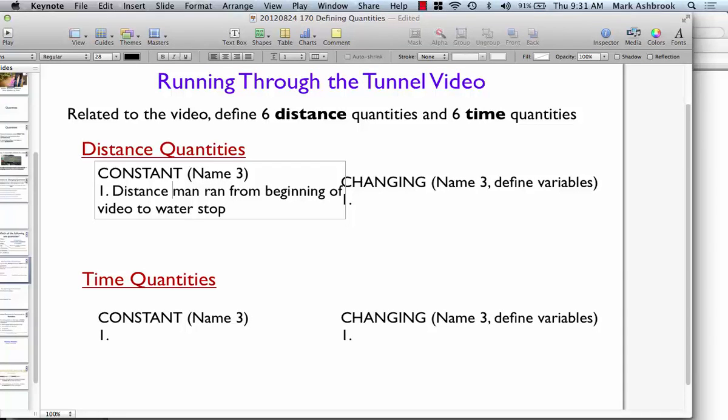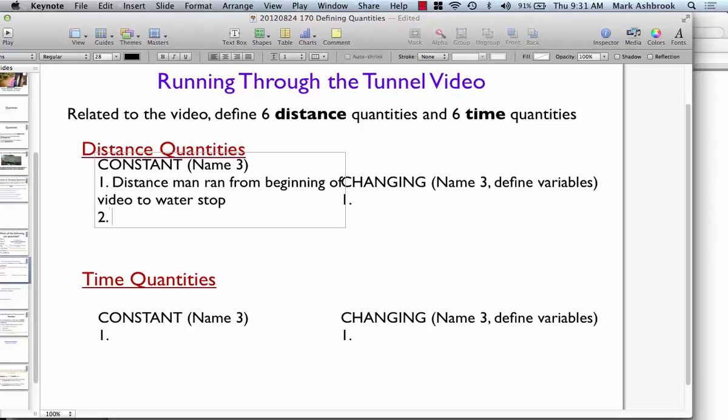Okay, I think this is good. So the distance the man ran from the beginning of the video. So when it starts the video, the distance he ran from the beginning to the water stop. That's a good one. Okay, another constant distance quantity.